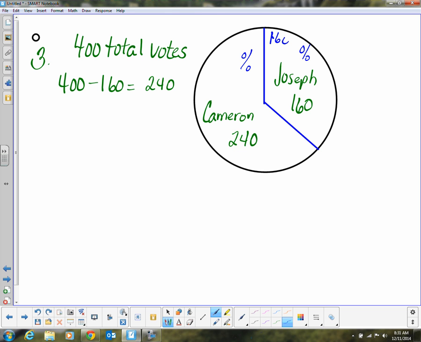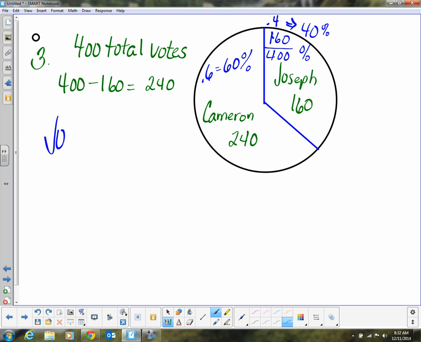You take the part, which is 160, and divide by the total. We're going to start with Joseph, and this is going to be 40%. Does someone do that division and double check? What's 160 divided by 400? It's 0.4, or 40%. What is 240 divided by 400? 0.6, or 60%. Now, how many degrees are in a circle?